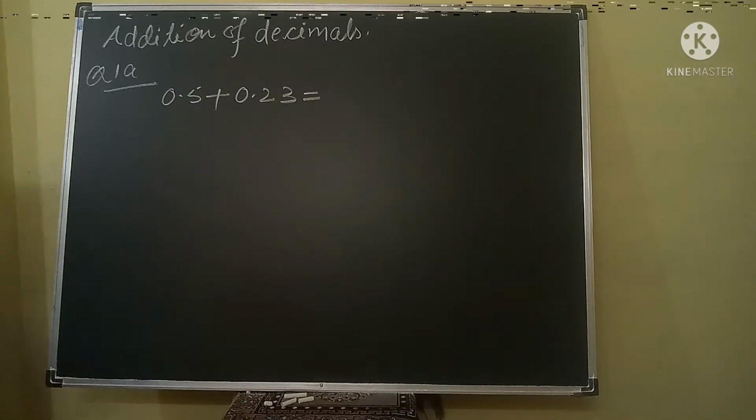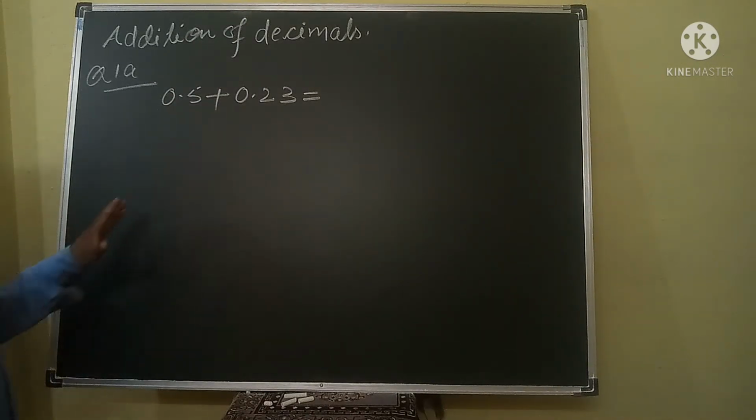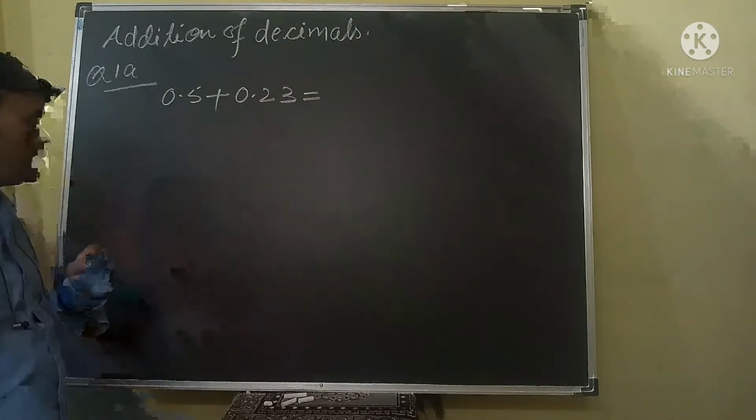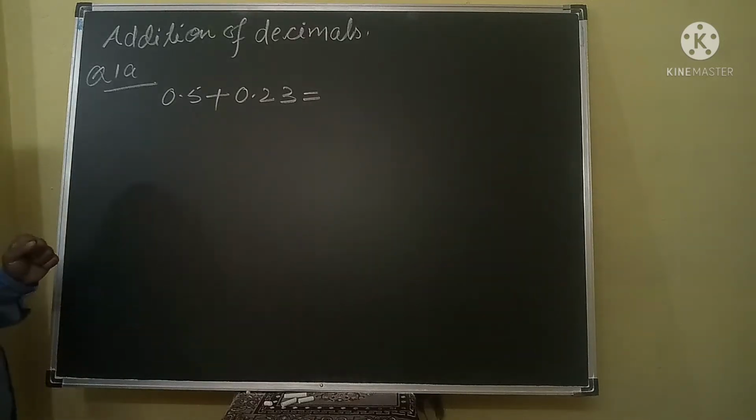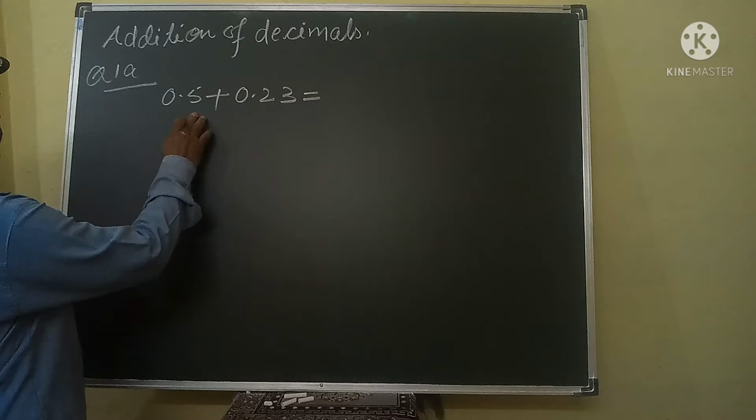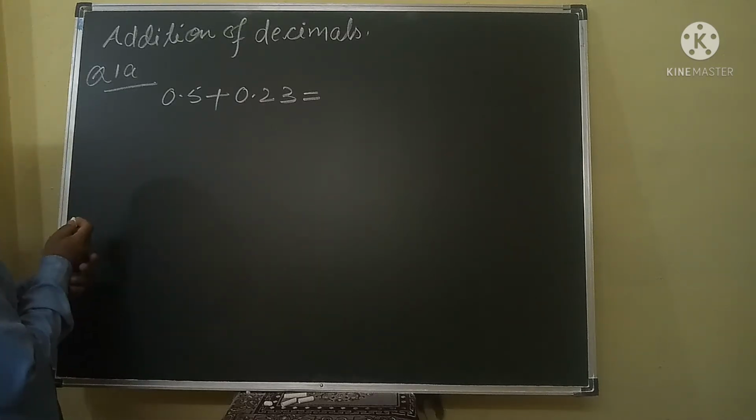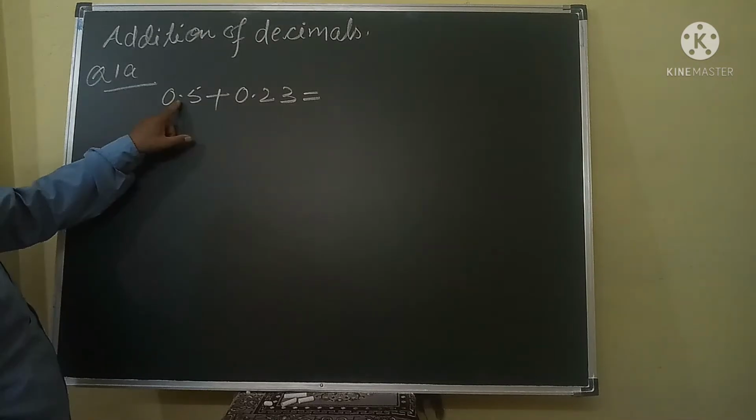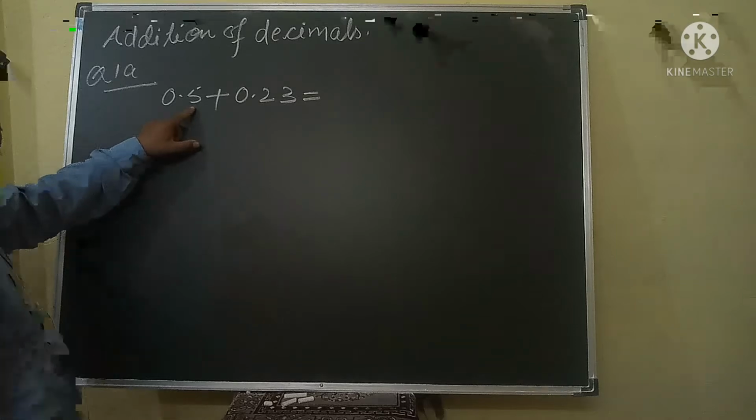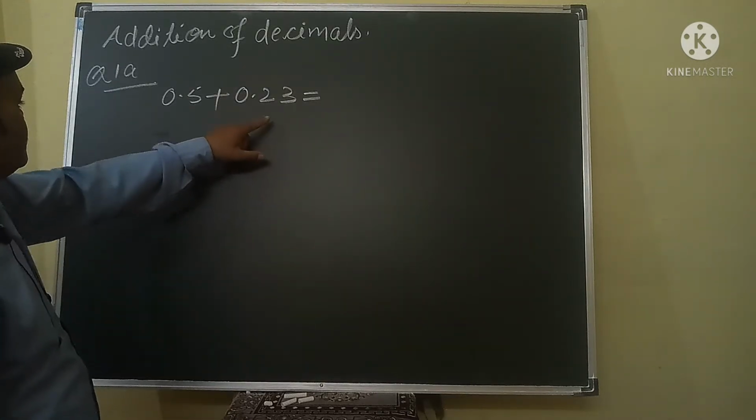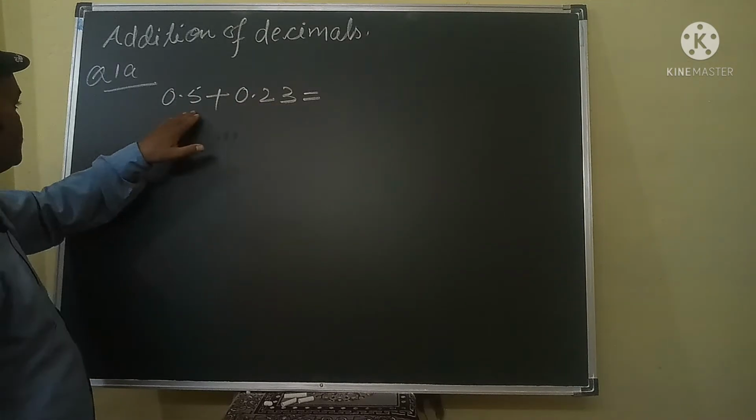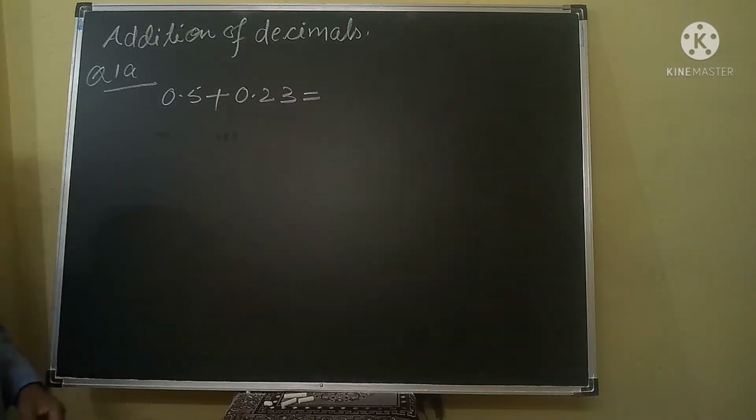0.5 plus 0.23. In this question we will add these two decimal numbers. But what is the procedure? Look here. This is the first decimal number and this is the second decimal number. In the first decimal number, after the decimal point the number of digits is 1. In the second decimal number, after the decimal point the number of digits is 2. That means these two decimals are unlike decimals.